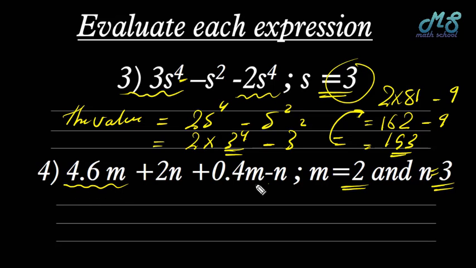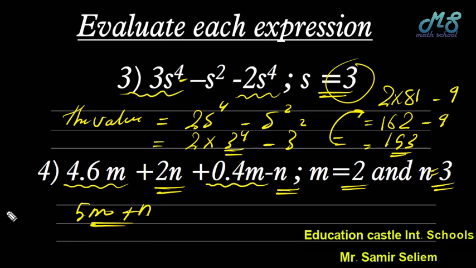4.6m and 0.4m, two like terms. Mentally, x equals what, guys? Yes, equals 5m. Okay, guys? 2n minus n, it will be n. Now the expression in the simplest form equals 5m plus n.